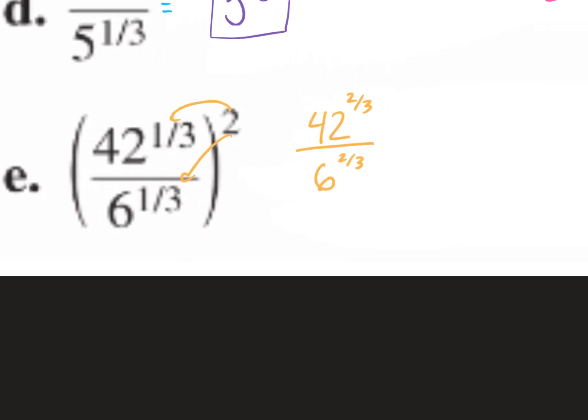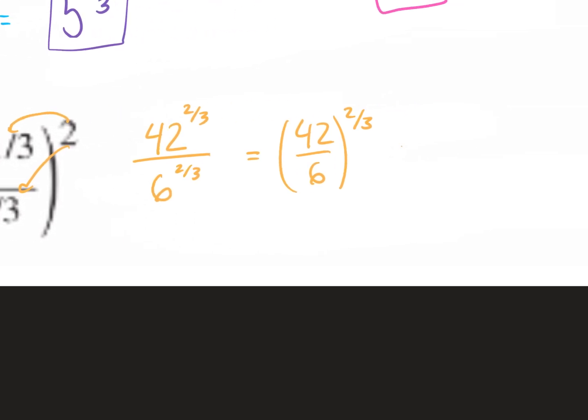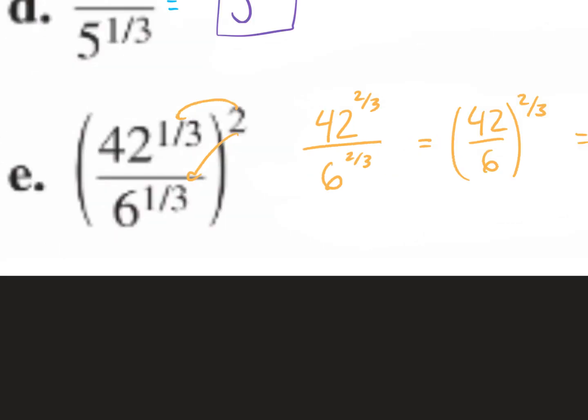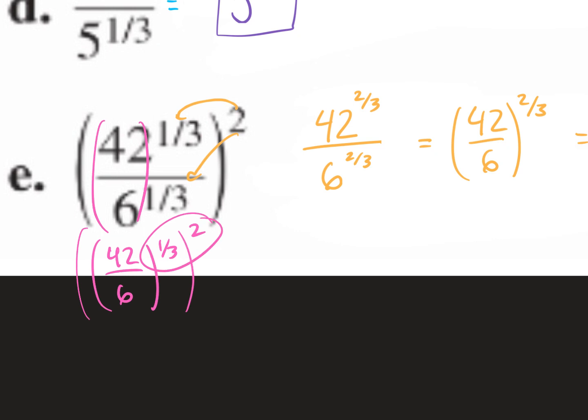Now these have the same exponent. I can combine them together to be 42 over 6 to the 2/3 power. Now we would want to simplify the fraction. So it's 42 divided by 6. 7. So 7 to the 2/3 power. So if I wanted to do that in the first step, I could have changed it to 42 over 6 to the power of 1/3 to the power of 2, and then multiplied these together and divided on the inside, which is the same. They're probably the equal amount of steps too. It just depends on what you want to do first.